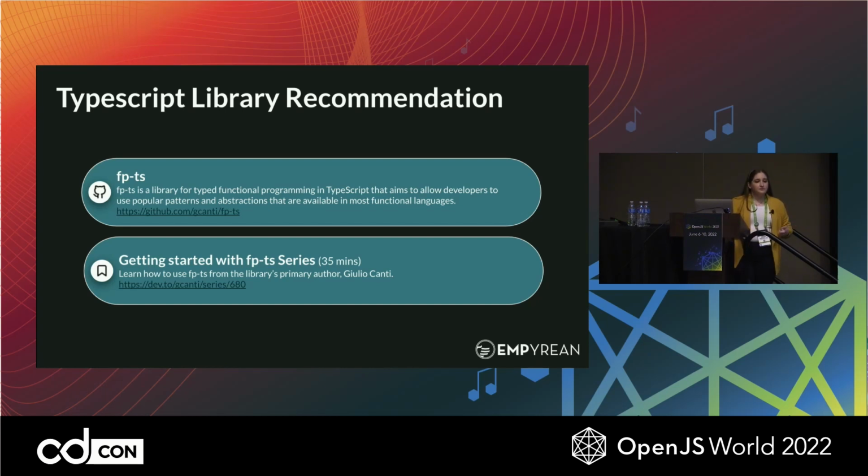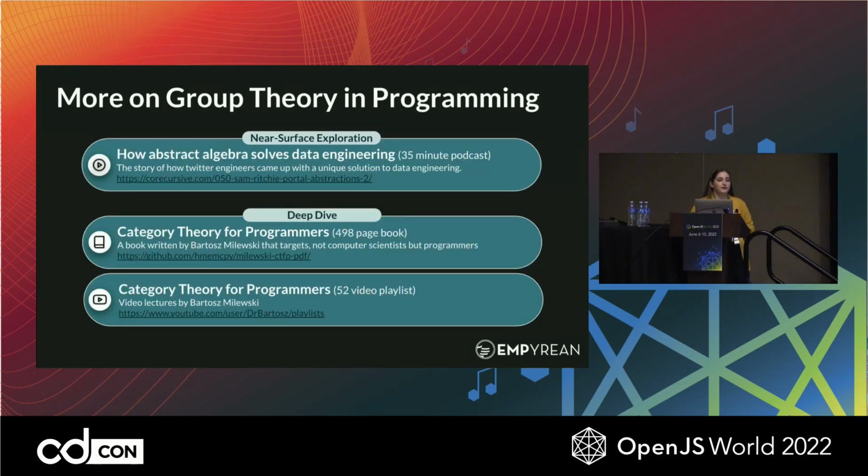To do this in TypeScript, I recommend a library called fp-ts. It has the magma and the semigroup and the monoid types all built in already. And it has even an article, getting started with fp-ts, and it covers a lot of the things that I've covered and more. And then you can go even deeper into the group theory and programming. A near surface exploration would be the podcast that I can recommend, How Abstract Algebra Solved Data Engineering. This is a story of how Twitter engineers came up with a unique solution to data engineering. And then if you really want to deep dive, there's a great book. Sorry, it's 498 pages, but it comes accompanied with a video playlist that you can watch also.